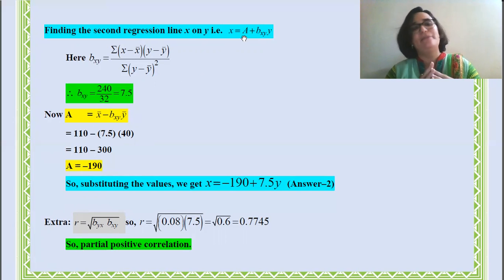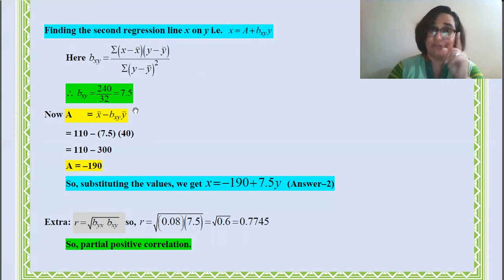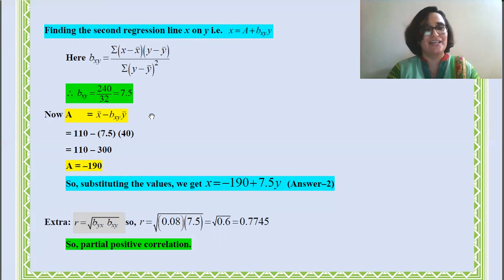when you calculate. All right, people? Good, my dear students. You are doing very good. You're understanding very well. That's nice. Okay, so what's the formula of A? You already know. Capital A is equal to x bar minus bxy y bar. Substitute the values. Come on, quickly.